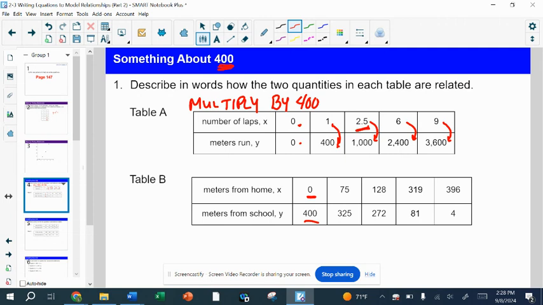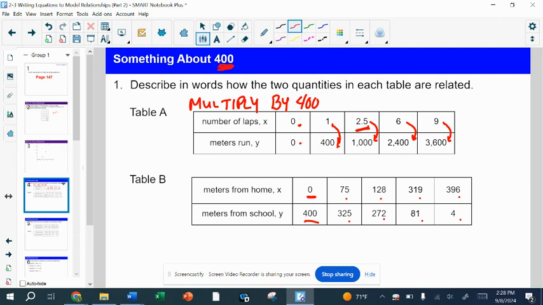And then if you start walking toward the school, so you get a little farther away from your house, but you're a little closer to the school. And keep walking. You're farther from the house, closer to school. Farther from the house, closer to school. Here you are almost at school, right? You're only 4 meters away from school, but you're 396 meters from home.